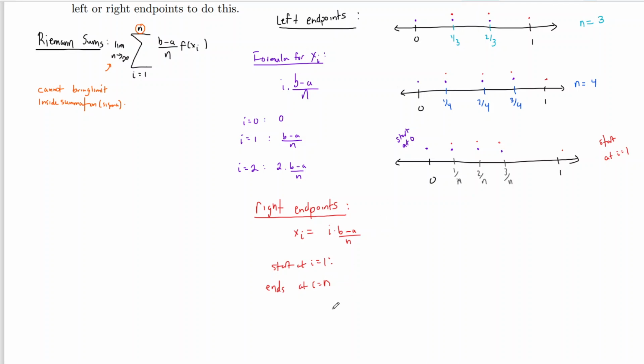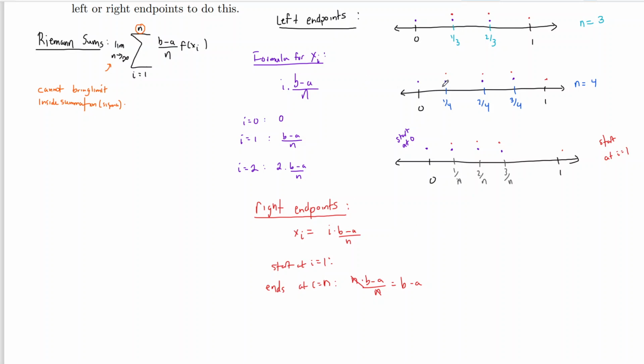Well, if I go ahead and plug in n here for our formula, we get n times b minus a over n. Those cancel out, and I get b minus a. Well, what's happening here? What is b minus a? b minus a is 1.